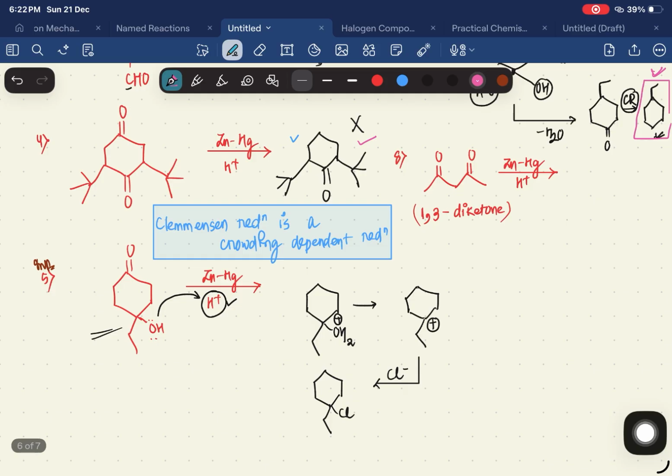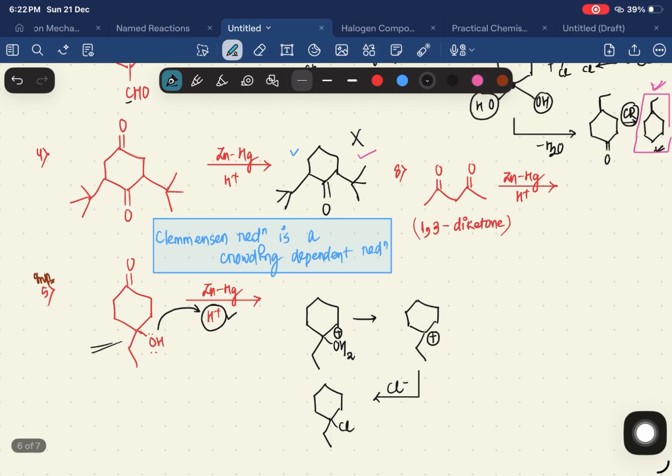And the last question we have is the 8th one. In the 8th one, if we expect to get this product, then it is completely incorrect. This is called a 1,3-diketone, and this 1,3-diketone is a very, very important expected question. A 1,3-diketone will not convert into just n-pentane. n-Pentane is not the right product for it. So if you want to write this answer, then we have to go through the mechanism.